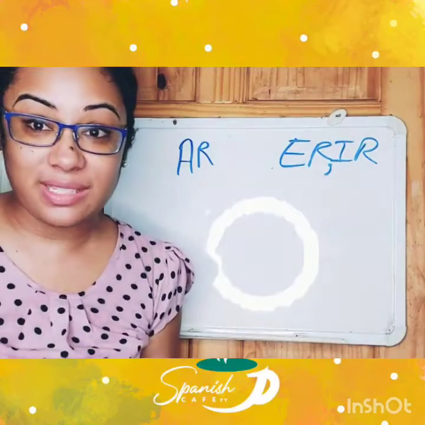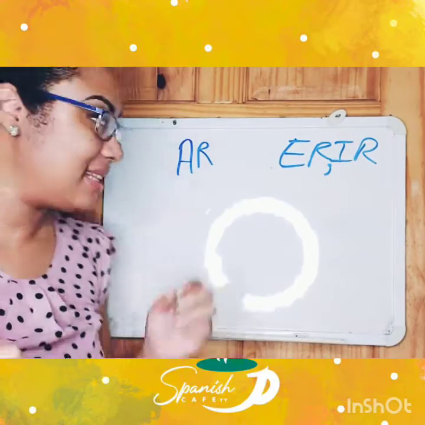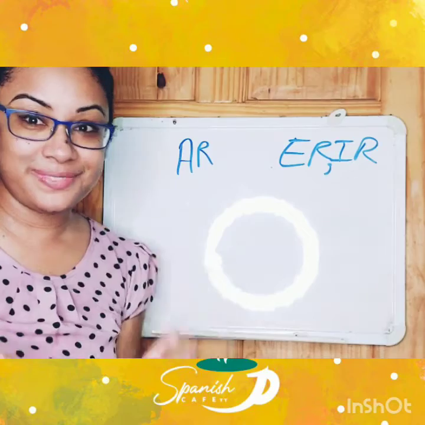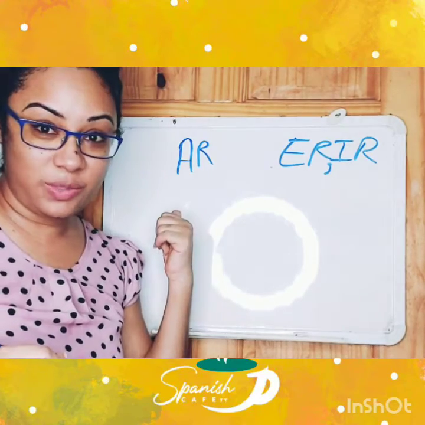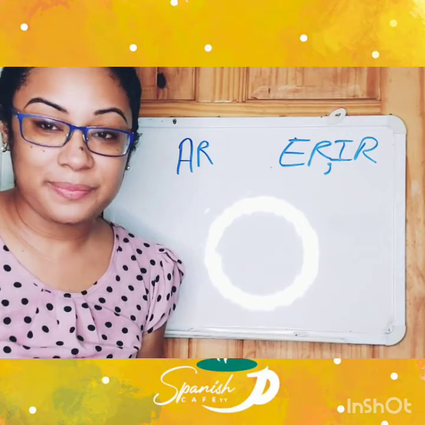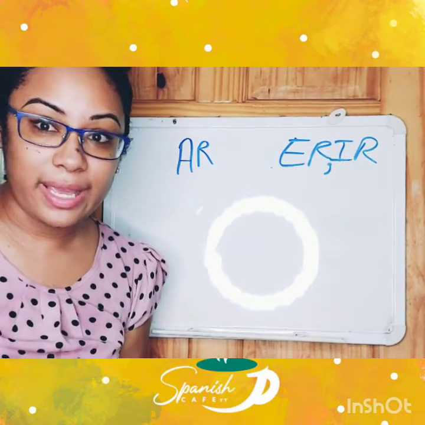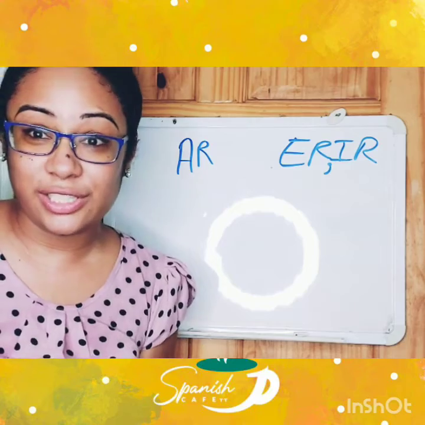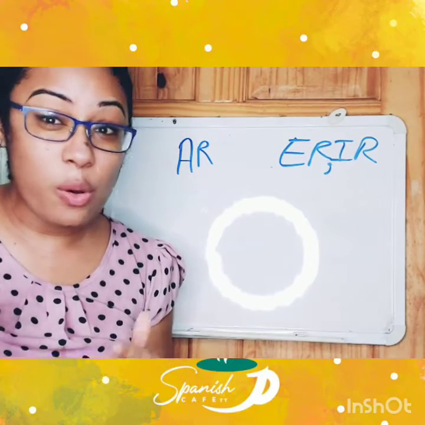Okay, so recapping. If something is an infinitive, it means it ends in AR, ER, or IR. Okay? Like comprar for this one, comer to eat, and vivir to live. If you want to change it into who is doing it, which is what is called conjugation. So conjugation is just a fancy word for describing who is doing it.